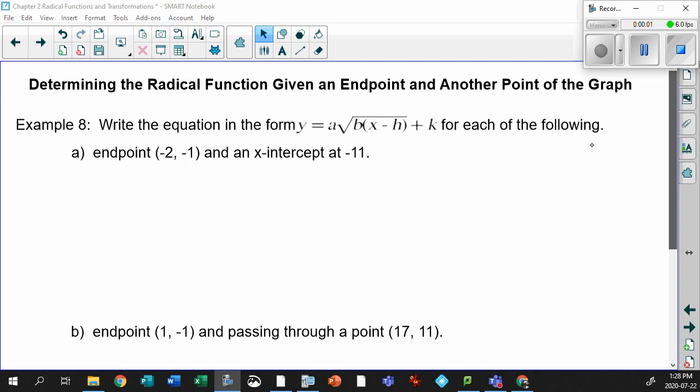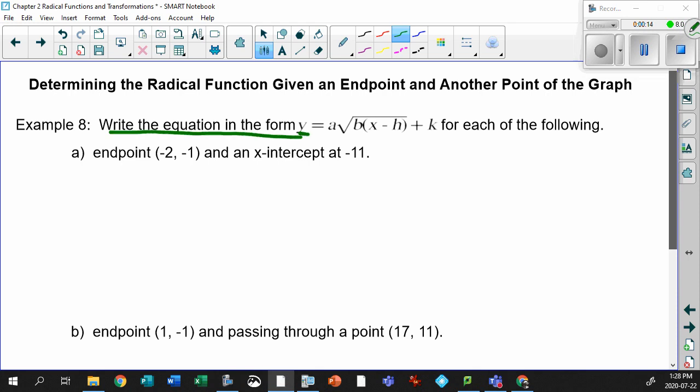Question I have for you. Is it important to draw the graph in order to figure out the formula? Let's see. This question says, write the equation of this form, of course, this form that you're familiar with, for each of the following. I have an endpoint of -2, -1, and an x-intercept.